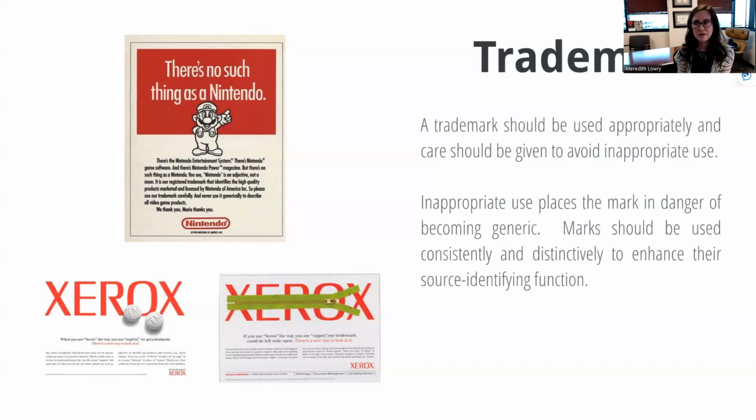And so it's one of those things. It needs to be functioning as a proper noun. And if you start seeing your trademark get interchanged for the product itself, that's a risk.